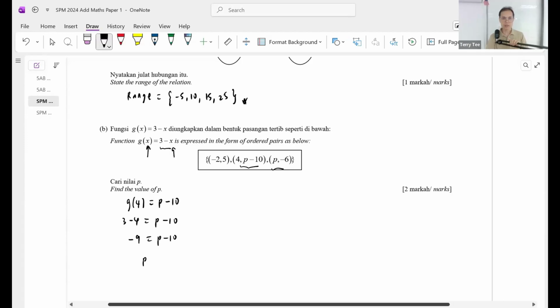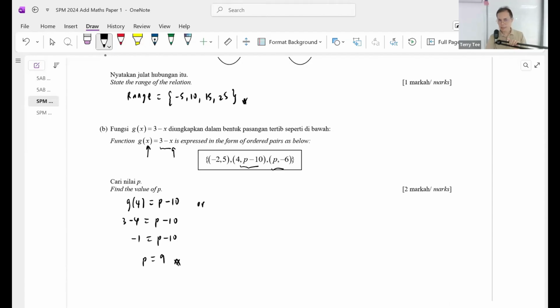Bring it over. P, wait, did I make a mistake here? P minus 10. Okay, I made a silly mistake here. 3 minus 4 is negative 1. Bring it over. 10 minus 1, p is 9.